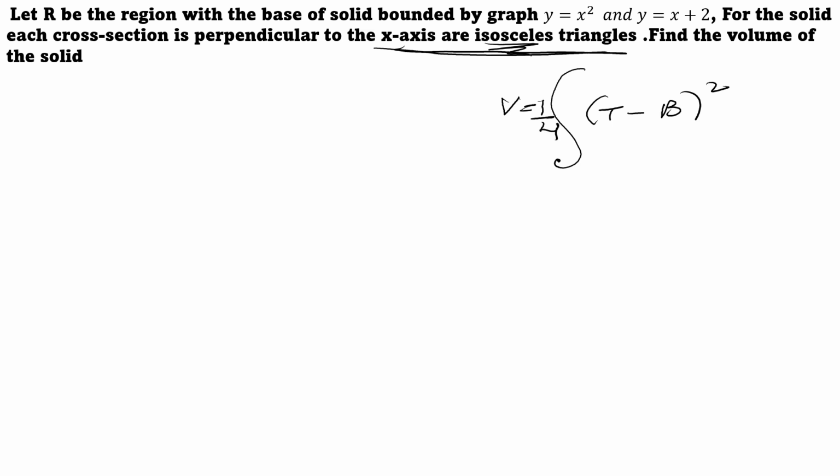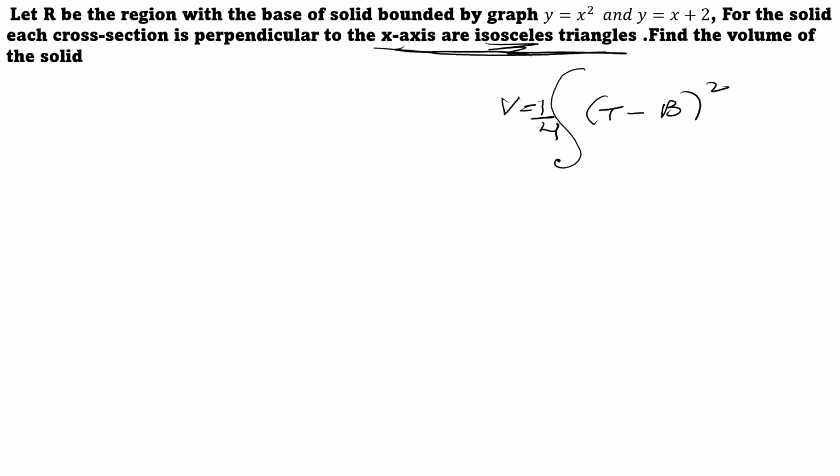Now let R be the region, the base of the solid bounded by the graphs of the two curves given, y equals x square and y equals x plus 2. For the solid, each cross section perpendicular to the x-axis is an isosceles triangle. So we have already seen before the formula for the volume of the cross sections perpendicular to the x-axis: top minus bottom whole square. But for the isosceles triangle, the outside constant is 1 over 4.